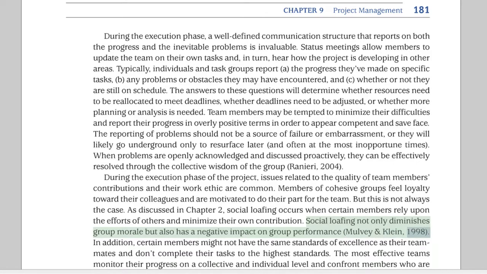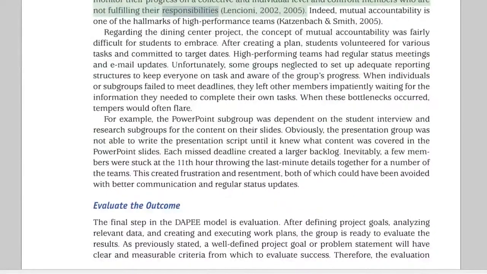Mulvey and Klein, 1998. In addition, certain members might not have the same standards of excellence as their teammates, and don't complete their tasks to the highest standards. The most effective teams monitor their progress on a collective and individual level and confront members who are not fulfilling their responsibilities. Indeed, mutual accountability is one of the hallmarks of high-performance teams, Katzenbach and Smith, 2005.